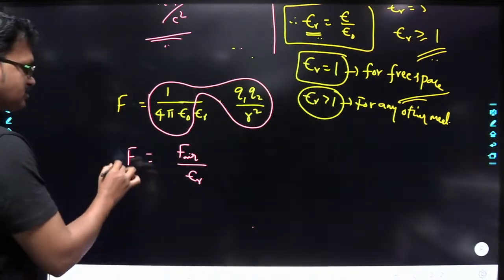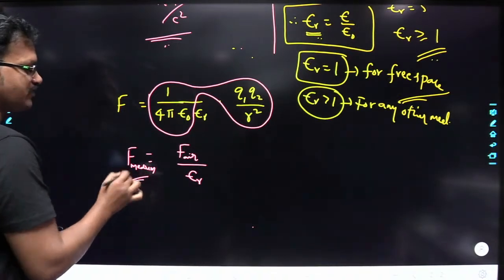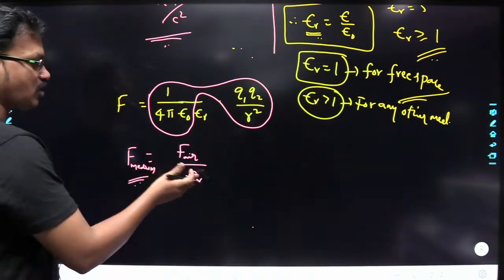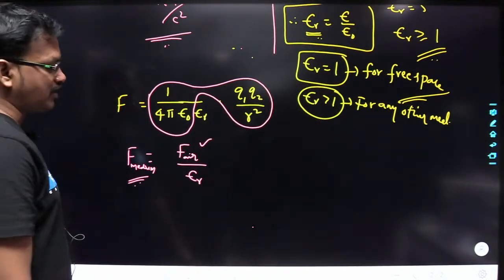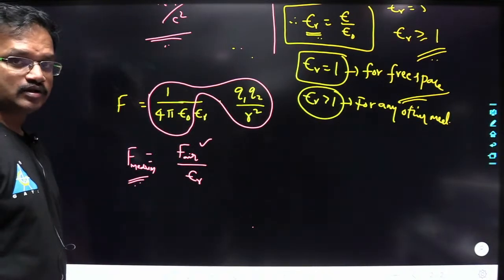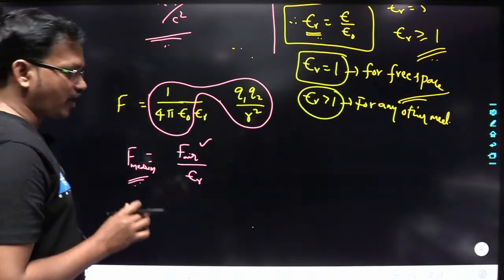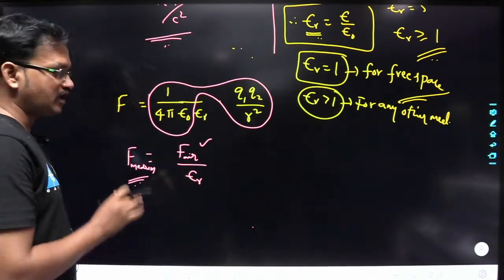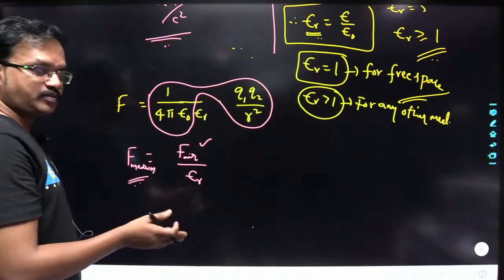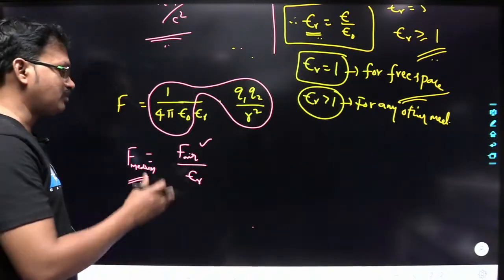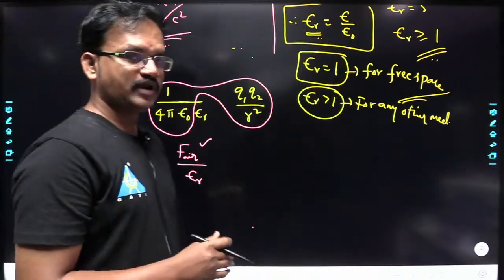This is the force for any other medium. The force between the charges in any other medium is equal to the force between the charges in air medium, free space or vacuum, divided by epsilon r. So what can we say from this relation? The force between any two point charges is maximum in free space or air medium. In all the other media, the force is lesser when compared to free space. These are the conclusions we have drawn in the previous session.